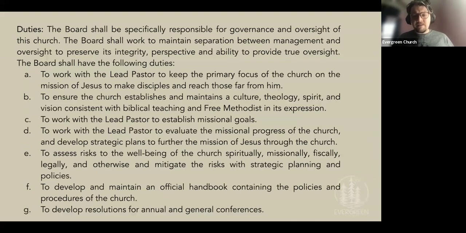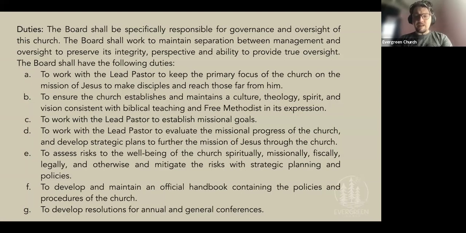You can just read this. I'll just take a moment to let this sit here so you can read it. But the board works with me to keep us on mission and to achieve the vision. We make sure that we're staying true to the vision and the spirit of the Free Methodist Church.